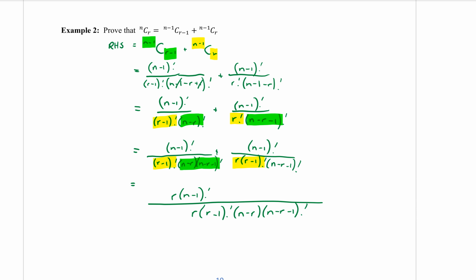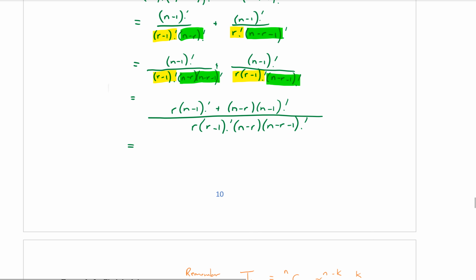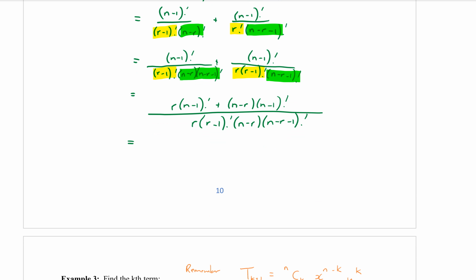Now the second fraction, however, did not have the n minus r at the front, so I'm going to need to multiply that to the top as well. So that will be plus n minus r times n minus 1 factorial. Now, I don't want to expand the top, rather I want to factorize it further. What I want to do is take out the common factor of n minus 1 factorial. So this is my common factor. And I want to put the leftover parts into a second bracket. So the r and the n minus r go into a second bracket.